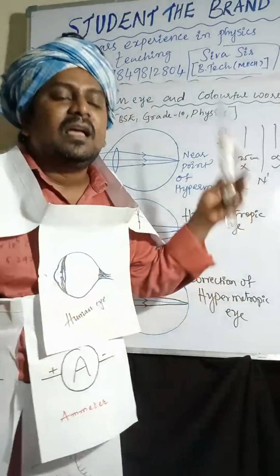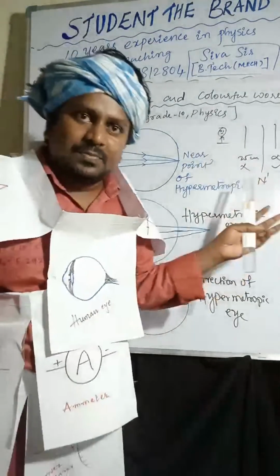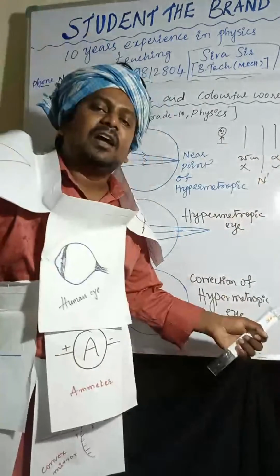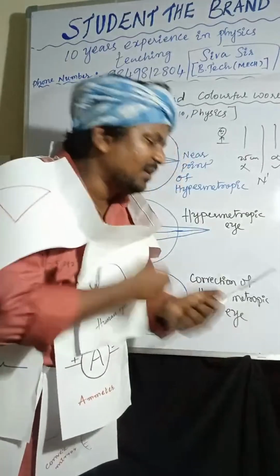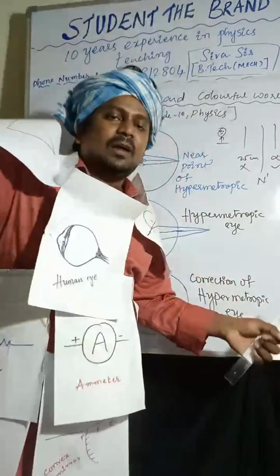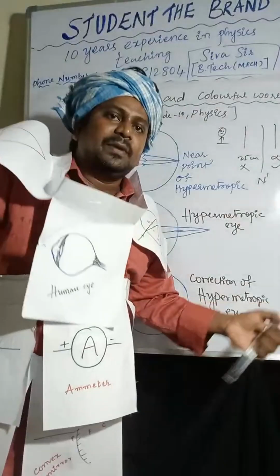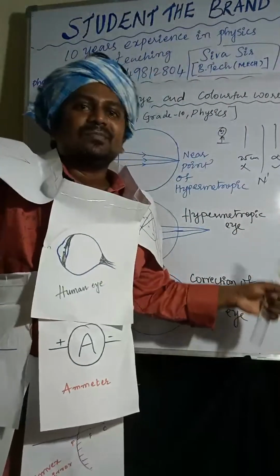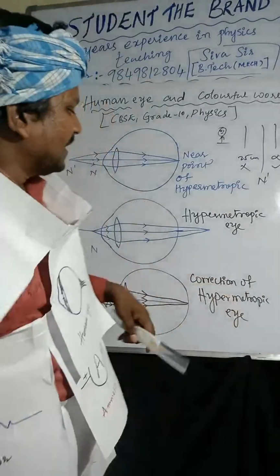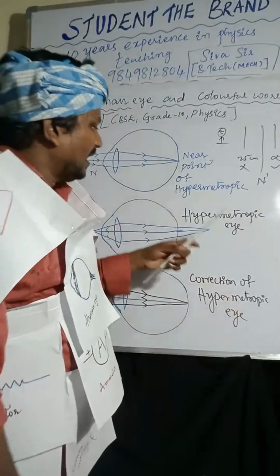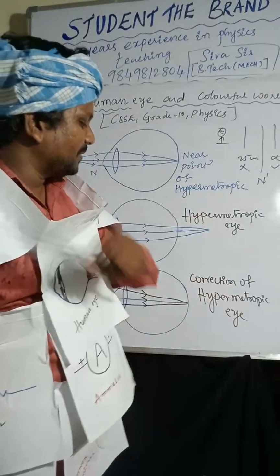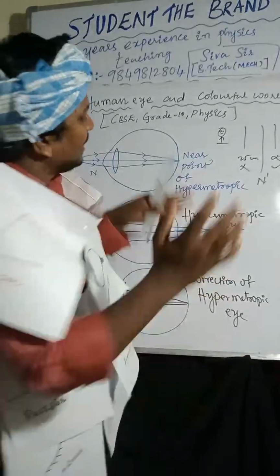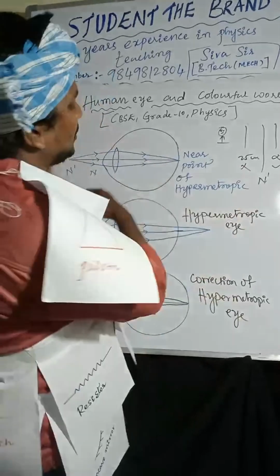N dash is the near point of the hypermetropic eye. Understood? Yes. Now we have seen the near point of the hypermetropic eye and the correction of the hypermetropic eye.